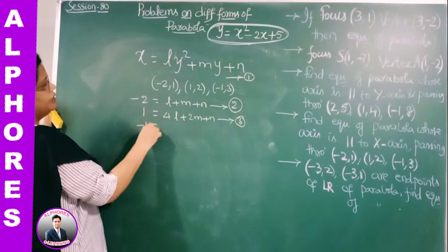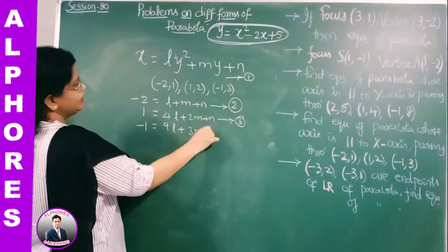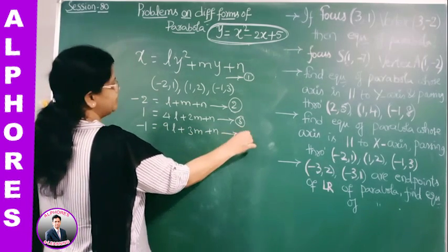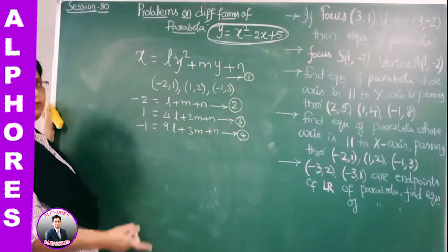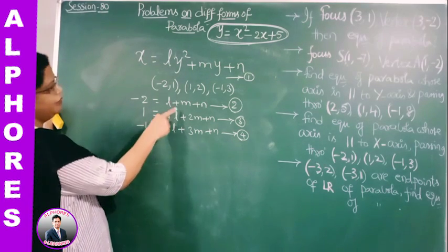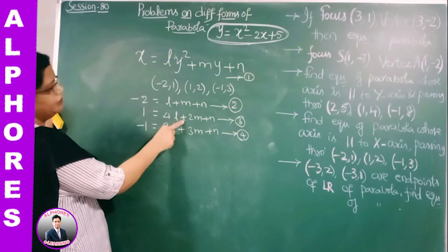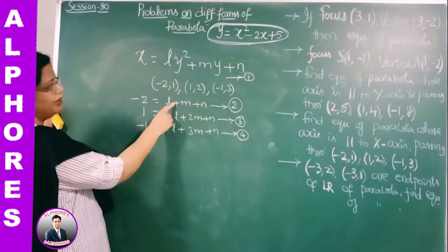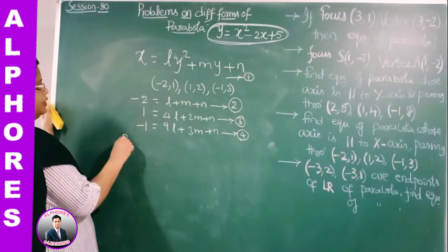Minus 1 is equal to 9L plus 3M plus N. Now just like the previous problem, if you solve these three equations, you can obtain the element values. What do we do here? We take 2 minus 3, and next we'll take 3 minus 4, or you can take 4 minus 2 also. Then if I write 2 minus 3 here, what is the equation?